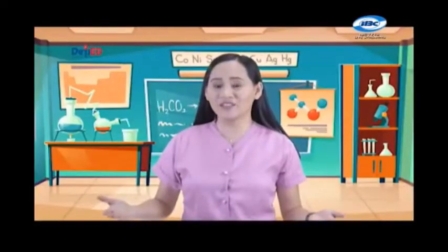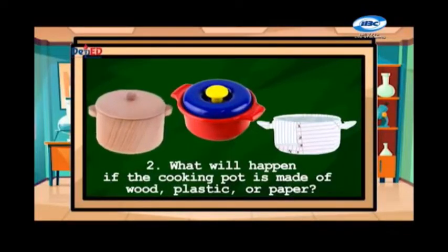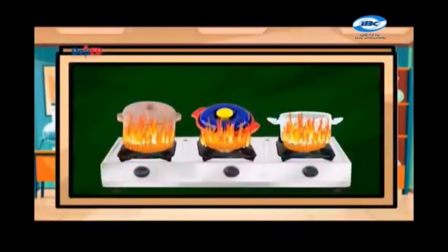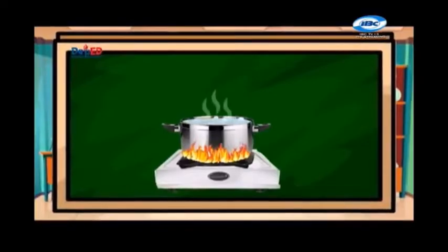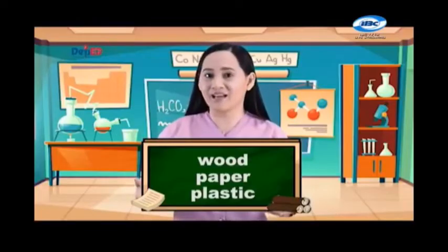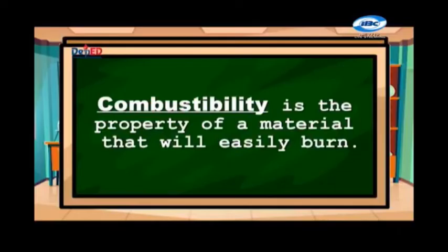Let's discuss your answer for question number 2. What will happen if the cooking pot is made of wood, plastic, or paper? If the cooking pot is made of wood, plastic, or paper, it will burn because when a cooking pot is used to cook food, it is placed over fire. While cooking pots which are made of metal do not easily burn, they can withstand the heat. Wood, paper, and plastic are examples of materials that easily burn. The property of materials that determines whether or not they will easily burn is called combustibility.